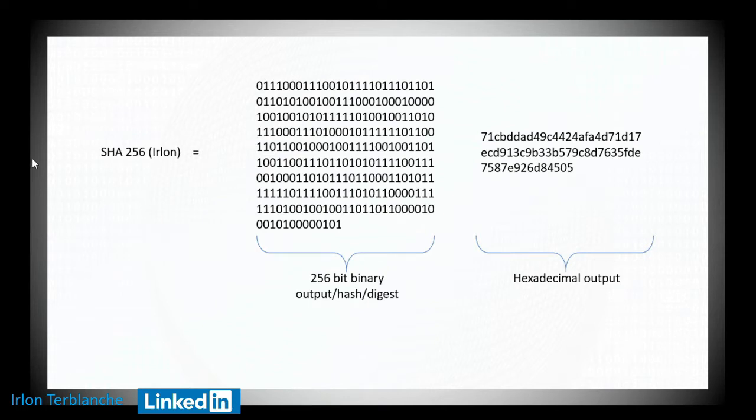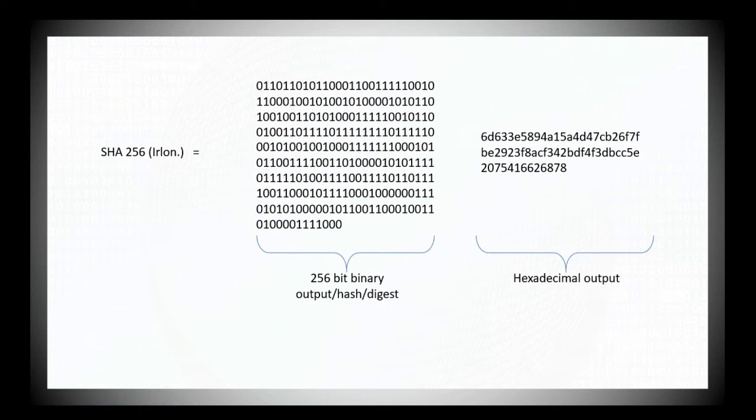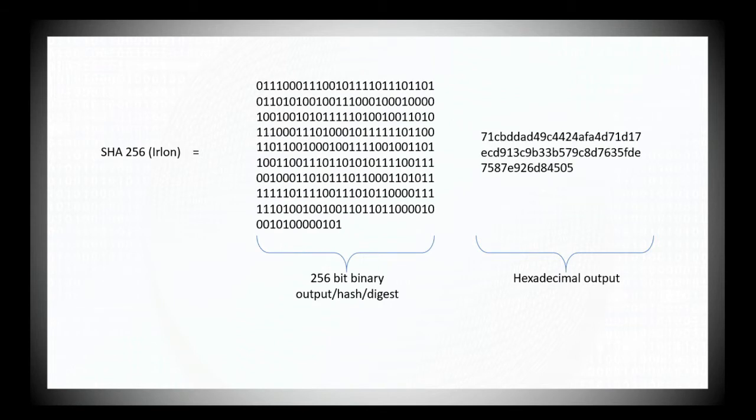Recall in the previous video, I showed you what happens if I put my name Erlen through the SHA-256 hashing algorithm. I showed you the hexadecimal format that will be produced, but here I've included the binary format as well, 256 bits. And then I also showed you what happens if all I do is add a full stop to my name. Look at how drastically different the binary and hexadecimal formats are. Can you guys see that?